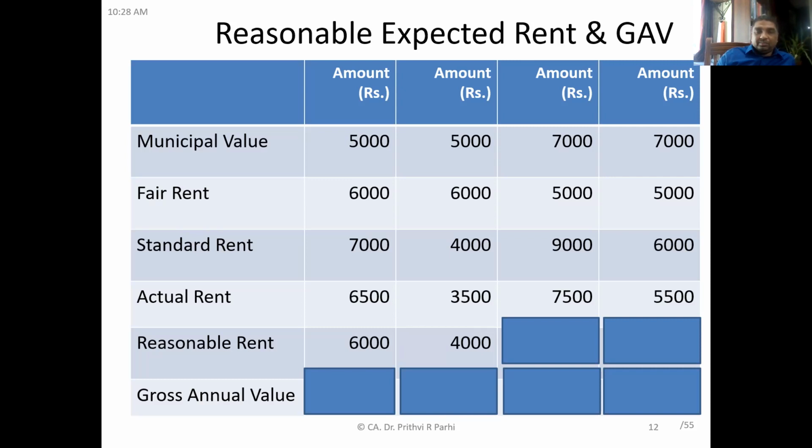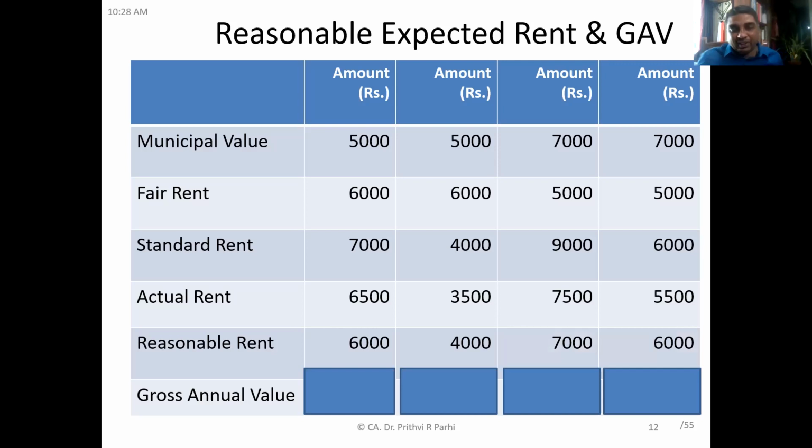7,000. Of 7,000 and 5,000 the highest is 7,000, and it should not exceed the standard rent. So 7,000. Third case, it is 7,000. Case 4. 6,000. Of 7,000 and 5,000, the highest is 7,000, but it should not exceed 6,000. So it should be 6,000. So reasonable rent you have got.